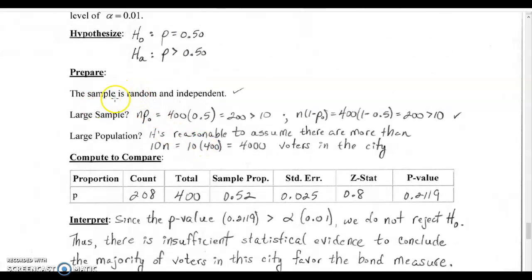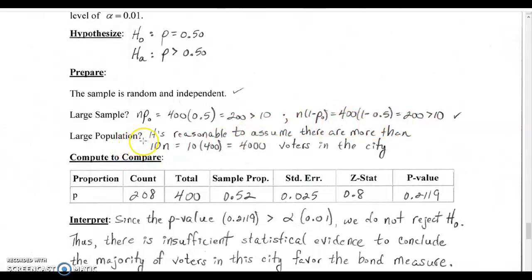The preparation phase is to check the 3 conditions of the central limit theorem. The sample is random and independent. We do have a large enough sample, because I should expect about 200 that favor and about 200 that don't favor it, 200 successes. We do n times p naught, so 400 times 0.5 is 200, and n times 1 minus p naught is still 400 times 0.5, which is 200. Those are both bigger than 10.